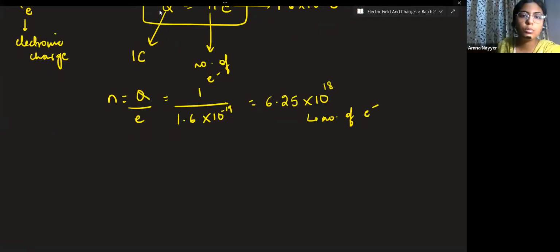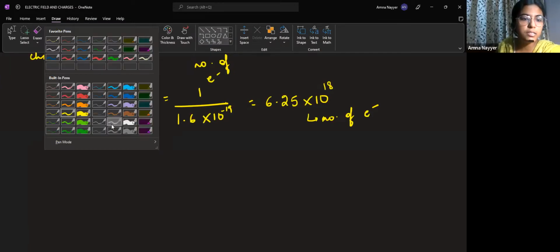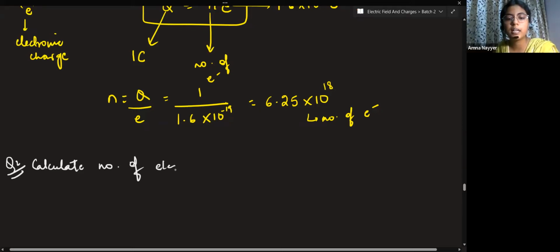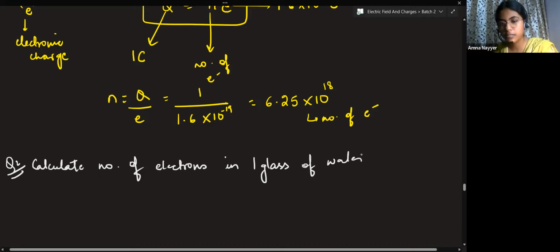So all those who are done with this question, just try this once. This involves a bit of your chemistry, what you have done in your 11th. You have to calculate the number of electrons in 1 glass of water. Now see, 1 glass of water is roughly taken as 250 centimeter cube only. So volume is given to you as 250 centimeter cube only.